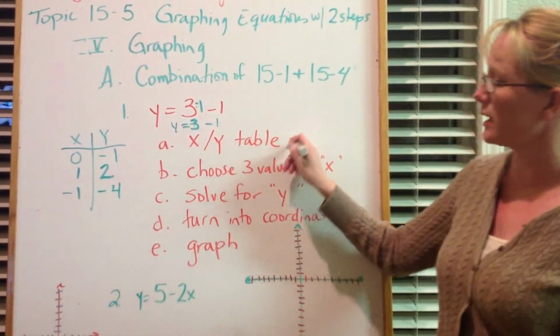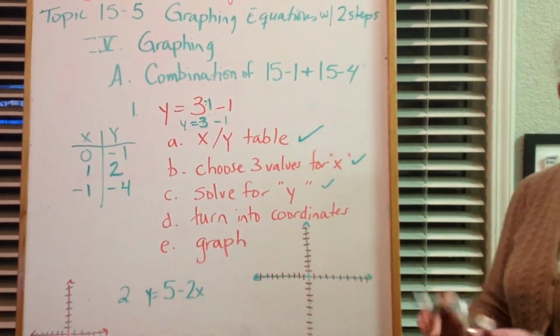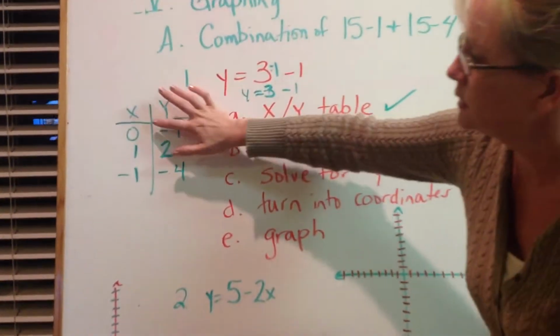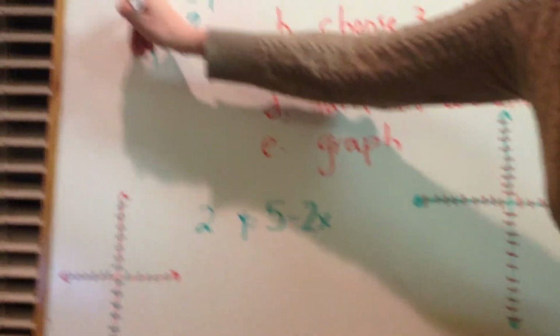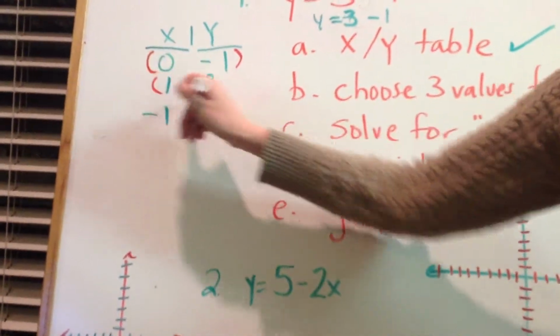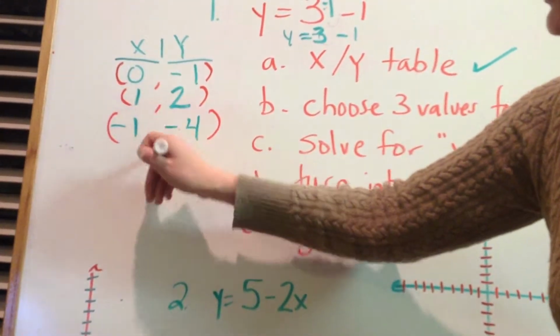So we've done step 1A, step B, and step C. Now we need to turn them into coordinates. Remember, this is our math magic. Ooh. Erase this line right here. Put a little parentheses in. Put our commas, and now look, they're just coordinates.